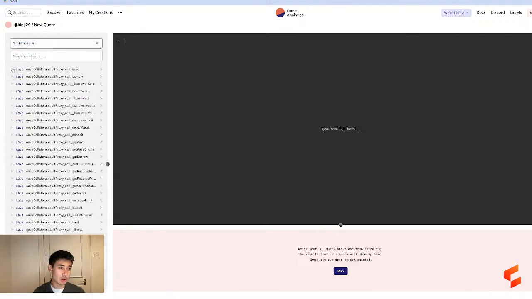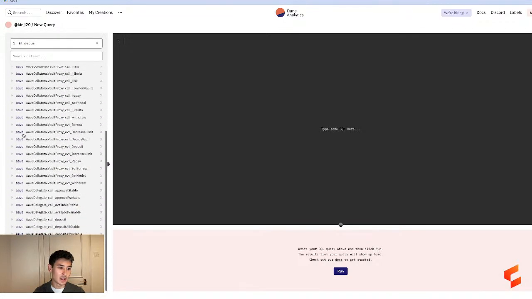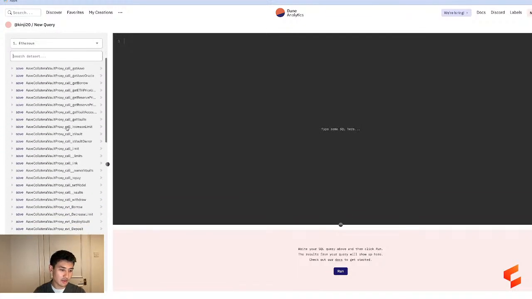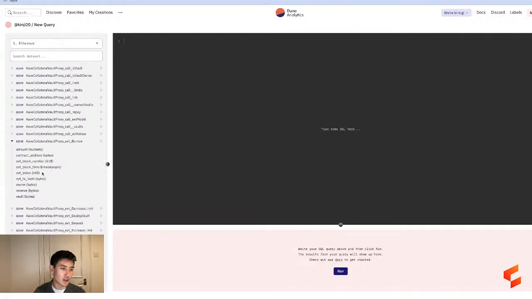Then here, these are all of the data tables that they have. These are all Aave. If you wanted to search for another protocol, all you have to do is type it in the search bar and it might come up. They don't cover every single contract, but we'll get to that later. Here we have all these different data tables, and we can see the Aave Vault proxy is calling this function. Typically, if you're looking to build a table, you'll want to look for the event columns because that's usually when transactions actually happen. You can pull down and see all the columns that exist within that table.